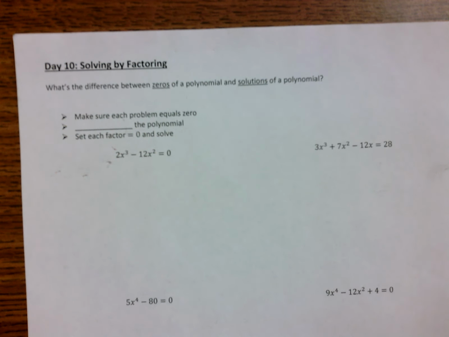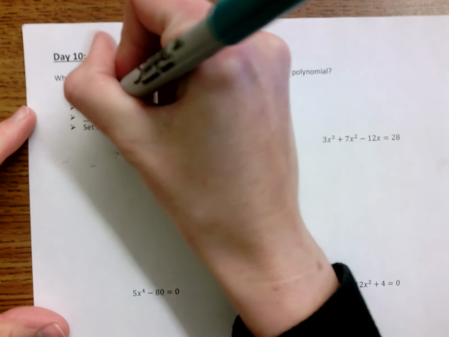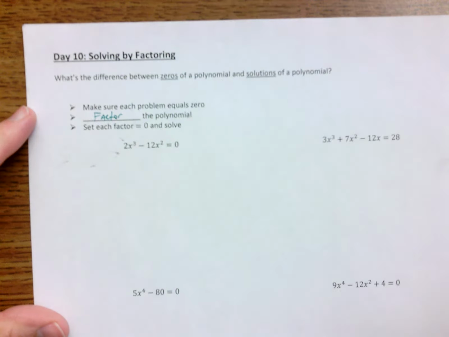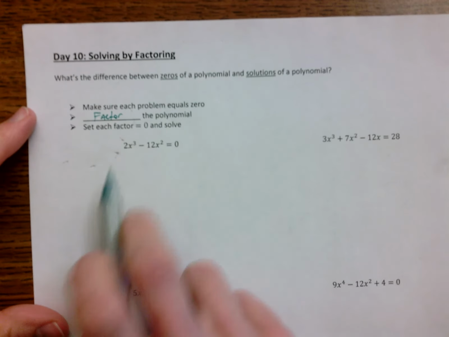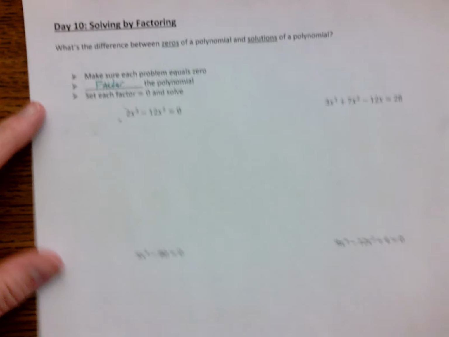So how we're actually going to solve by factoring. Step one is make sure that your problem equals 0, because we're going to use the zero product property, and you can't use the zero product property if it doesn't equal 0. Step two is obviously going to be to factor the polynomial, right? And then just like normal, set each factor equal to 0 and solve. Okay, so let's run through a few examples.